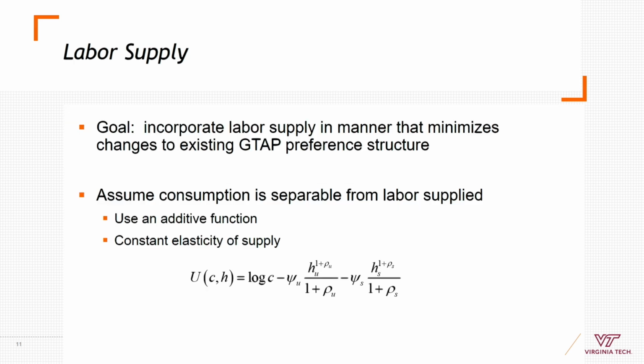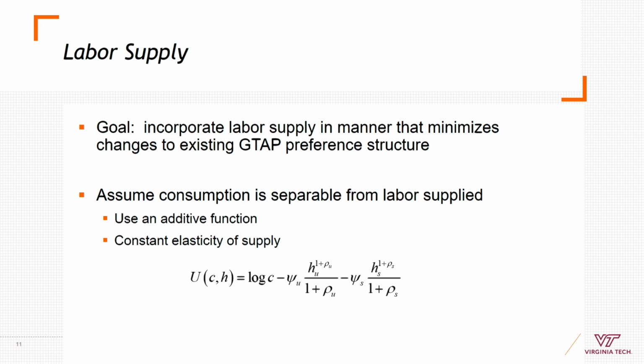Okay. All right, so now we need to incorporate labor supply into the GTAP preference structure. And when I was thinking about that, I thought, well, it's probably best if I don't change the GTAP preference structure that much, because there are people who are already using the model. You don't want to change that structure that much. So what I did, and Halstead and Williams make the same sort of assumption, is assume that consumption is separable from the supply of labor.